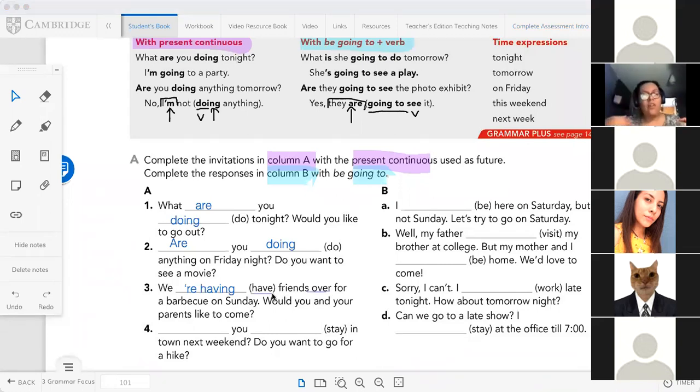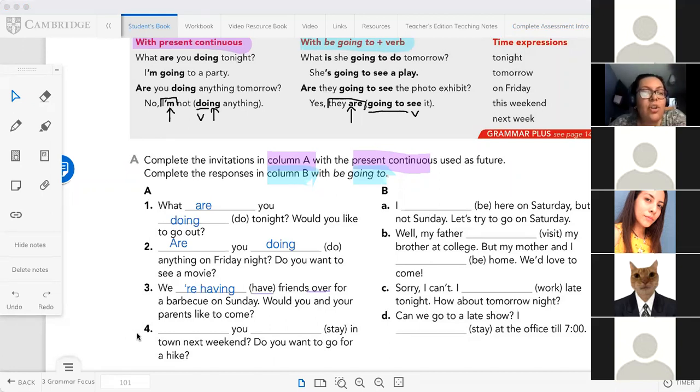When you have a person over, it's because you invite that person to your house. For example, for my birthday last week, I had only 2 people over. I had my 2 best friends over. Okay, they came over to the house. That means that they visited me. Okay, so we are having friends over for a barbecue on Sunday, a barbecue, unas carnitas asadas. Okay, would you and your parents like to come?